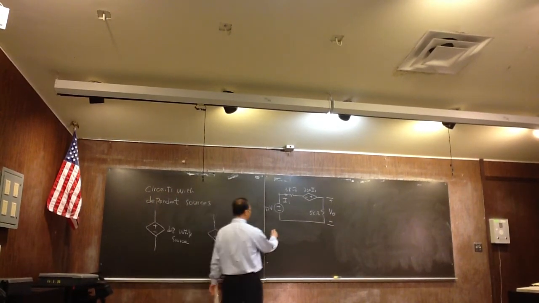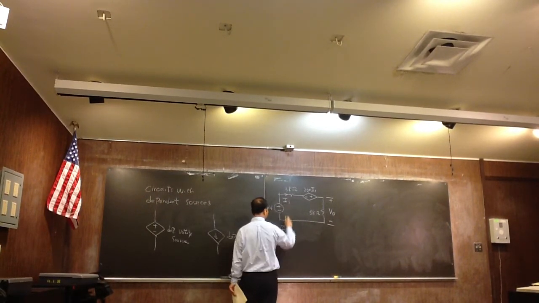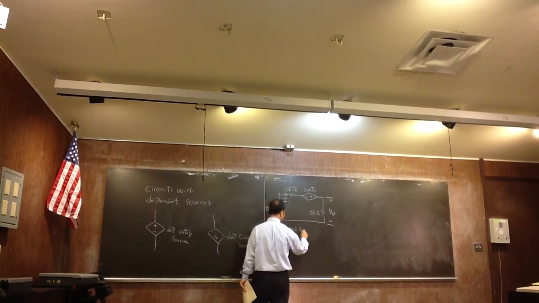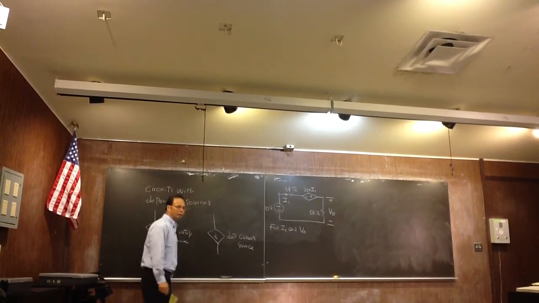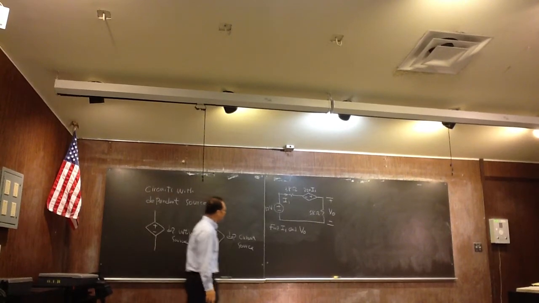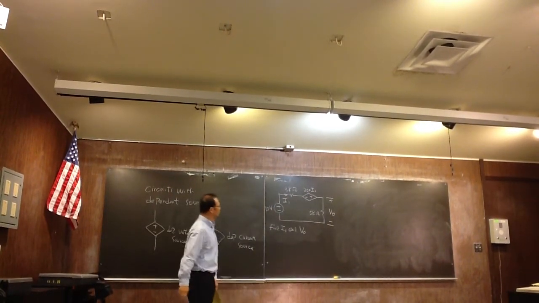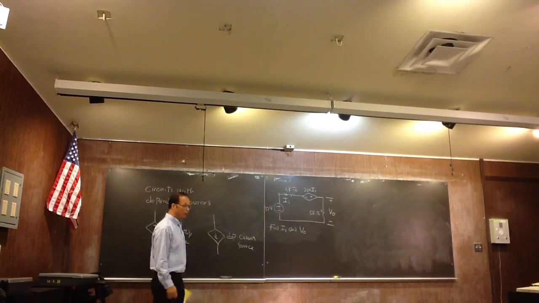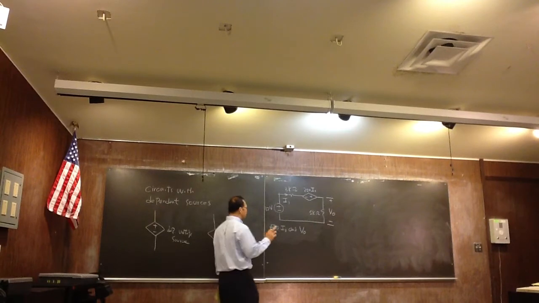So let's say we want to find the I1 current and the voltage V sub. Professor, is that 200 on the top? Yeah, 200 times I1.